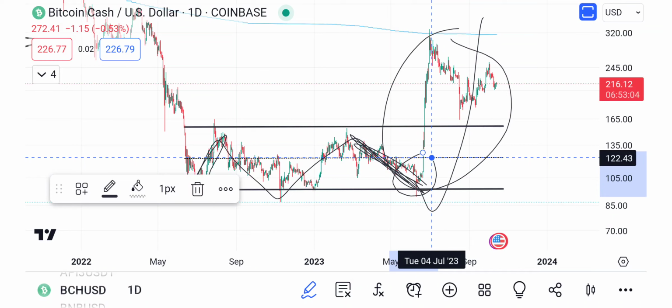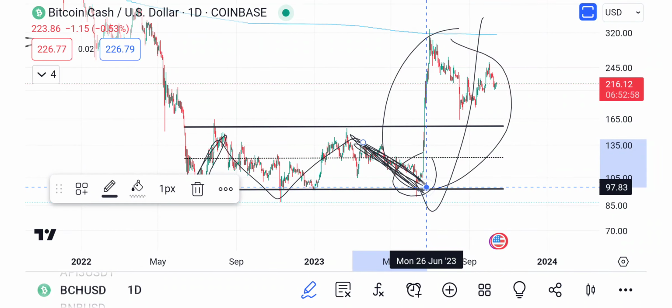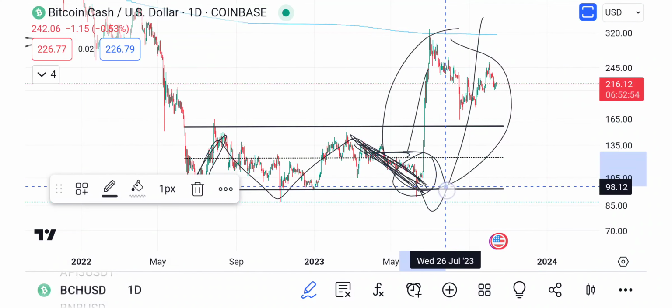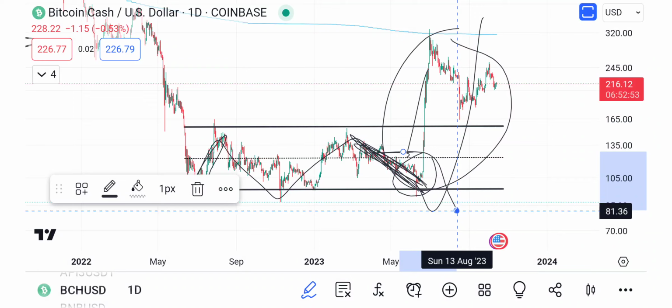So going back to XRP, either number one, we're going to get halfway between and then go up, or we're going to come down and finish it. Either way, I think a big pump is coming. So let's see what happens.